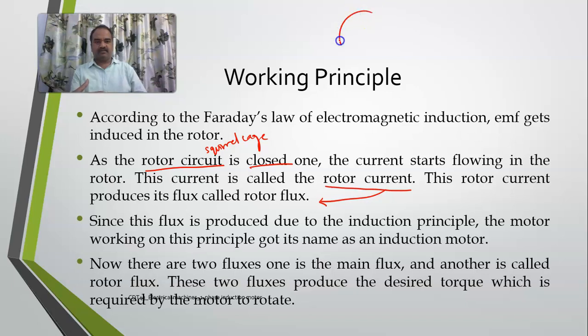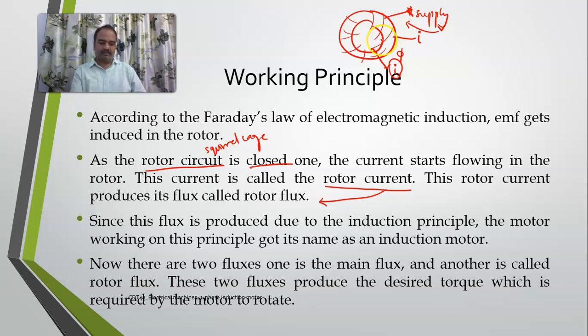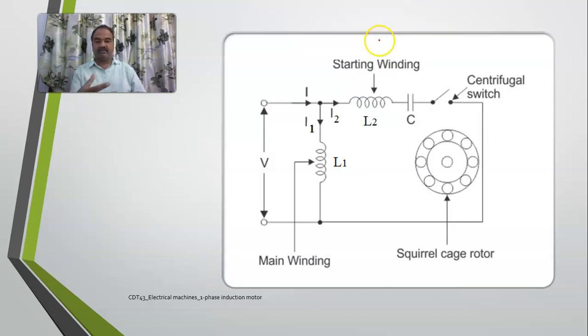It is just like you are providing supply and so automatically current I is flowing, and this will develop a magnetic flux here. And because of this flux, since the rotor is being short circuited, there will be a current. That's why it is called an induction motor. Now there are two fluxes, one is the main flux, the other one is the rotor flux, right? These two will provide you the desired torque which is required for the motor.